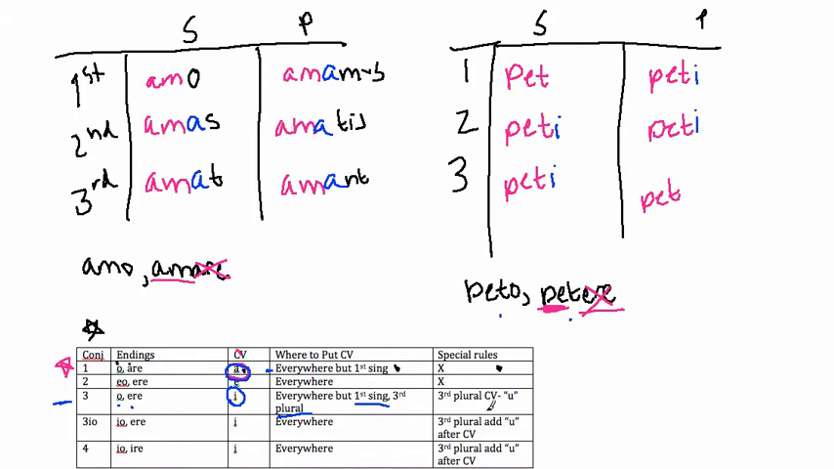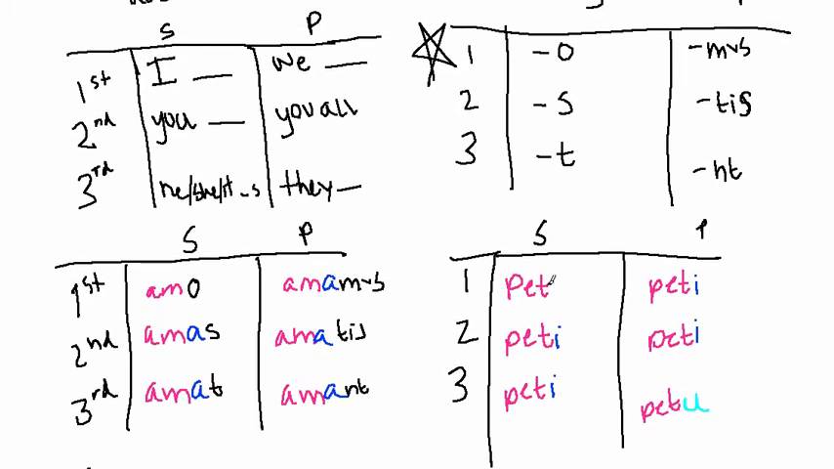There we go. And let's look for any special rules. And it says right here the third plural connecting vowel is U. And let's write that down. U. And now we can just go ahead and tack on our endings. Easy peasy. O, s, t, mus, tis, nt. Peto, petis, petit, petimus, petitis, petunt.